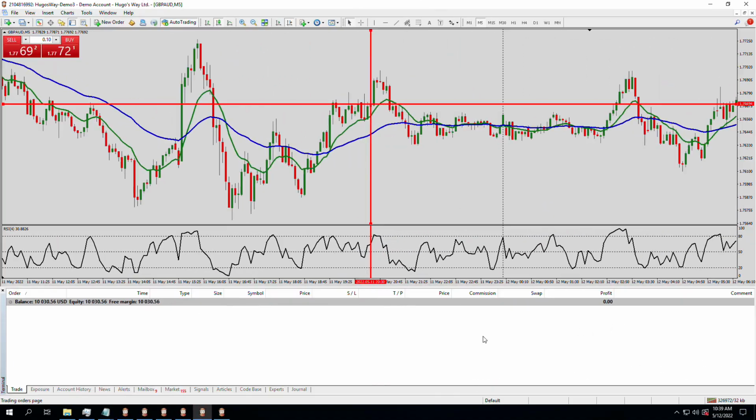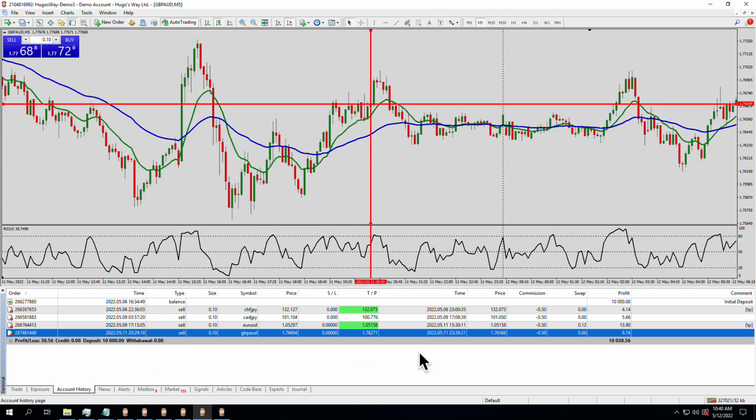So yesterday we took a trade and it is in profit. Let's go look at the account history and I'll tell you what I did. We are in profit $8.74 on that last random trade.